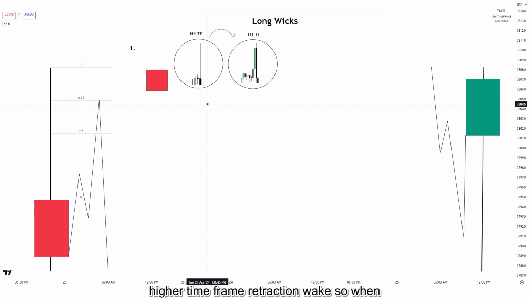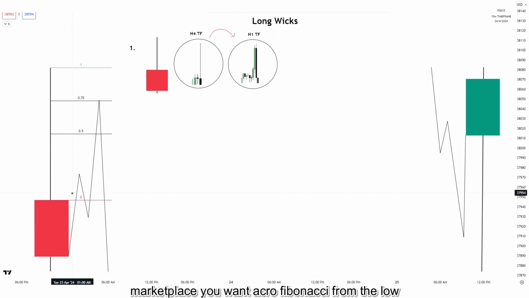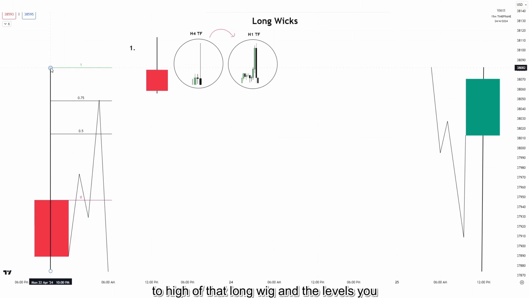So when you do spot these long wicks inside of the marketplace, you want to anchor a Fibonacci from the low to high of that long wick, and the levels you want to put are the 50 and 75% of this long wick. As the market reaches into these levels, these are areas where it tends to reverse. No, it doesn't have to get into the 50% level, but it is the highest probability if it can get into the 50 and 75%.